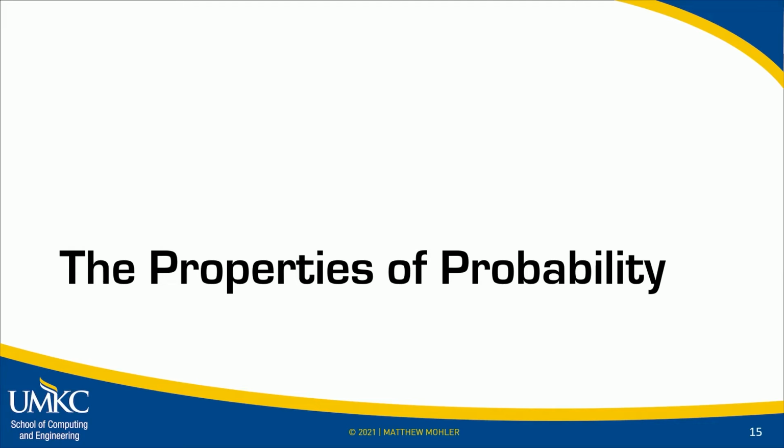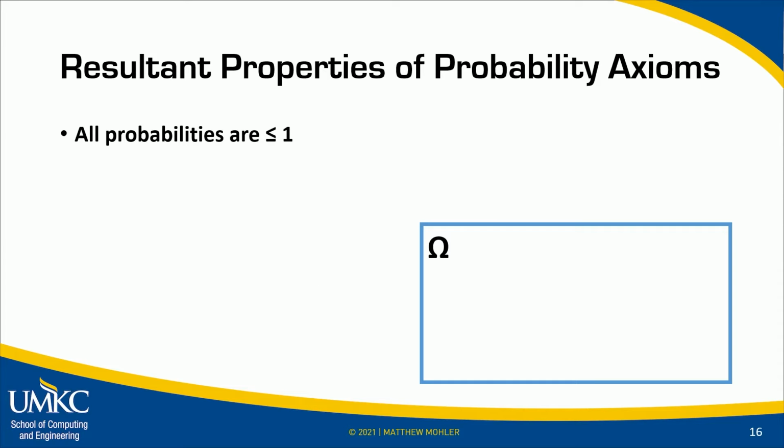In this section of the lecture, we will be talking about the properties of probability, and ultimately these properties extend from the three probability axioms that we looked at in the previous section of this lecture. So the first resultant property of probability axioms that we'll look at is that all probabilities are less than or equal to 1. As you may recall, we kind of hinted towards this in the last lecture, but in this lecture we're going to spend a little bit more time discussing how that actually comes to be.